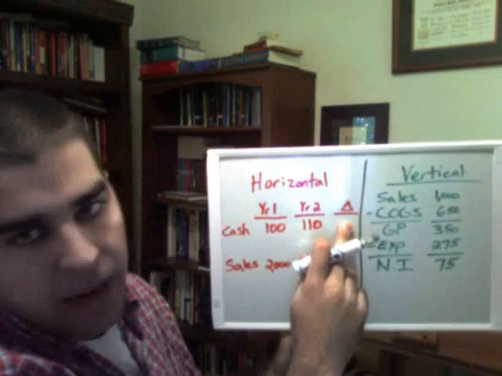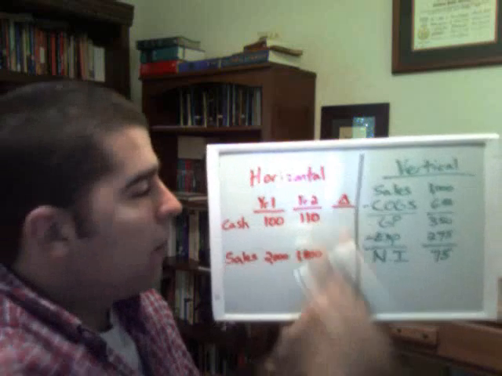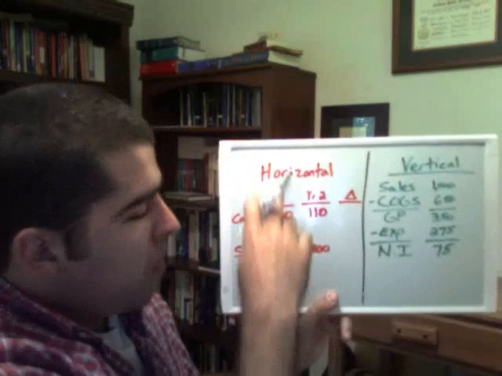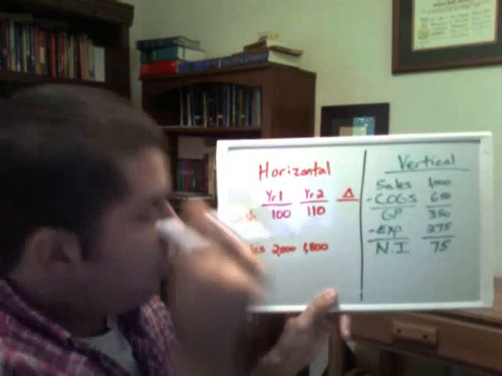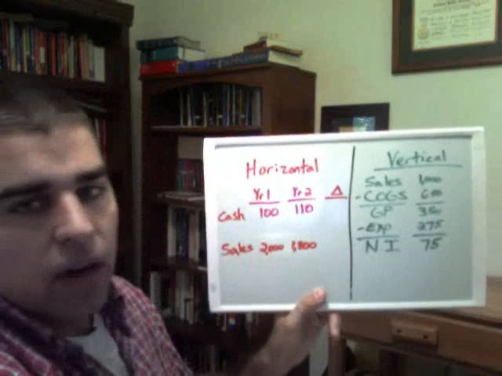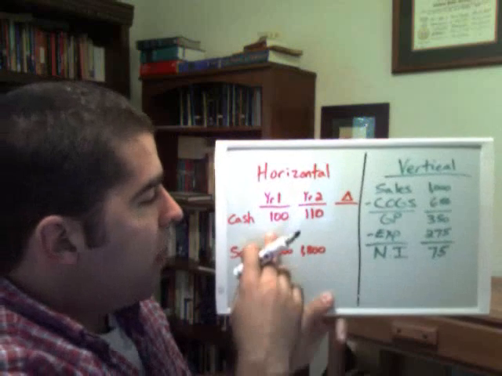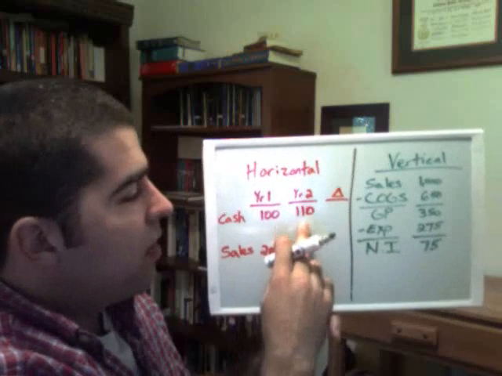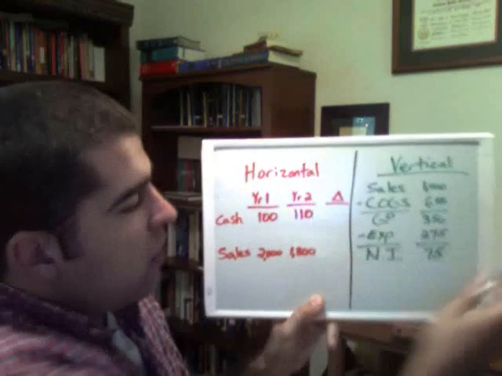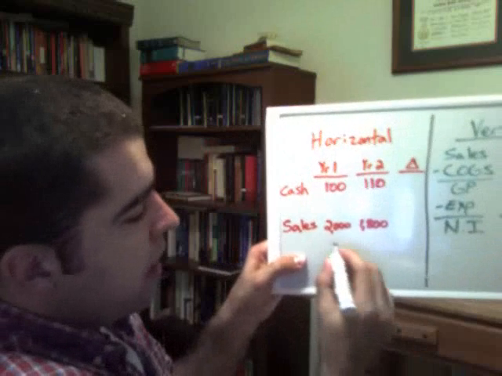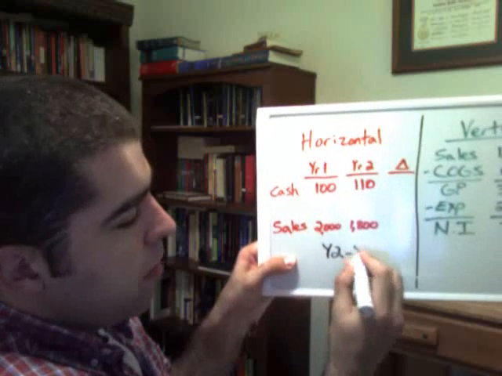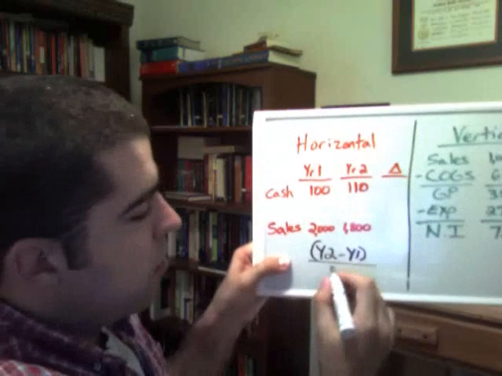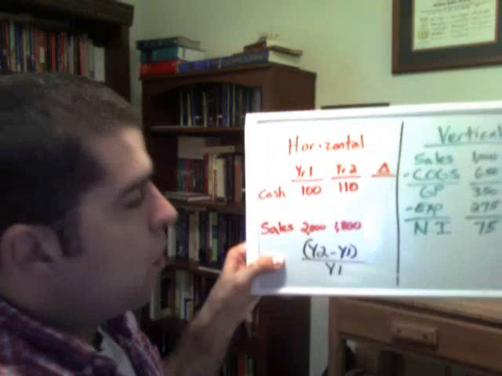You'll see this frequently in practice. Delta means change. That's just a symbol for change. So in year 1 financial statements, we would have more line items listed here, obviously, than just cash or sales, but we're just taking it real simple. So the amount is, for year 1, 100, and year 2 is 110. So how do we figure out what the actual change is? Well, the calculation is simple. You take year 2 minus year 1, that's your numerator, and you divide that by year 1.